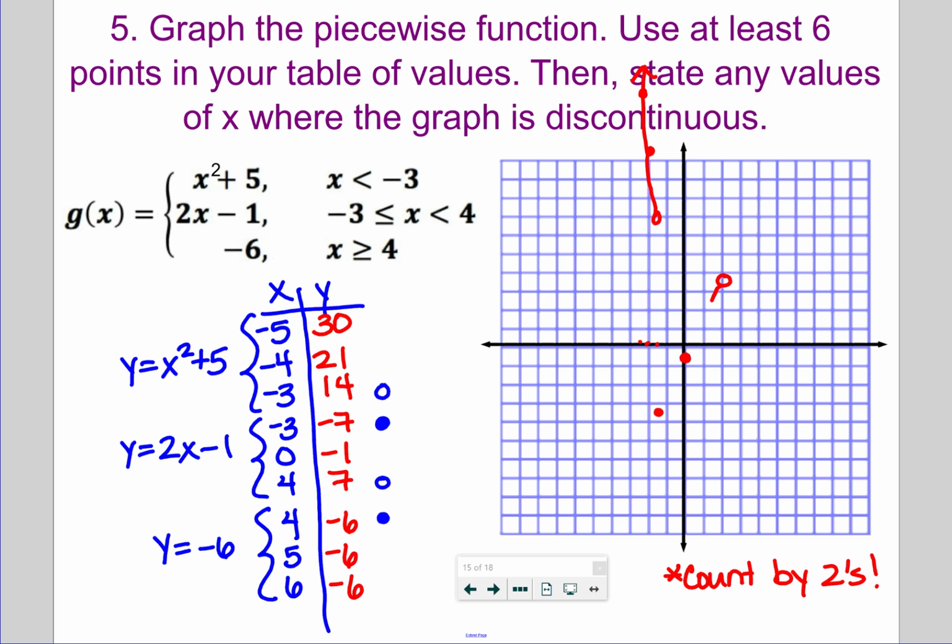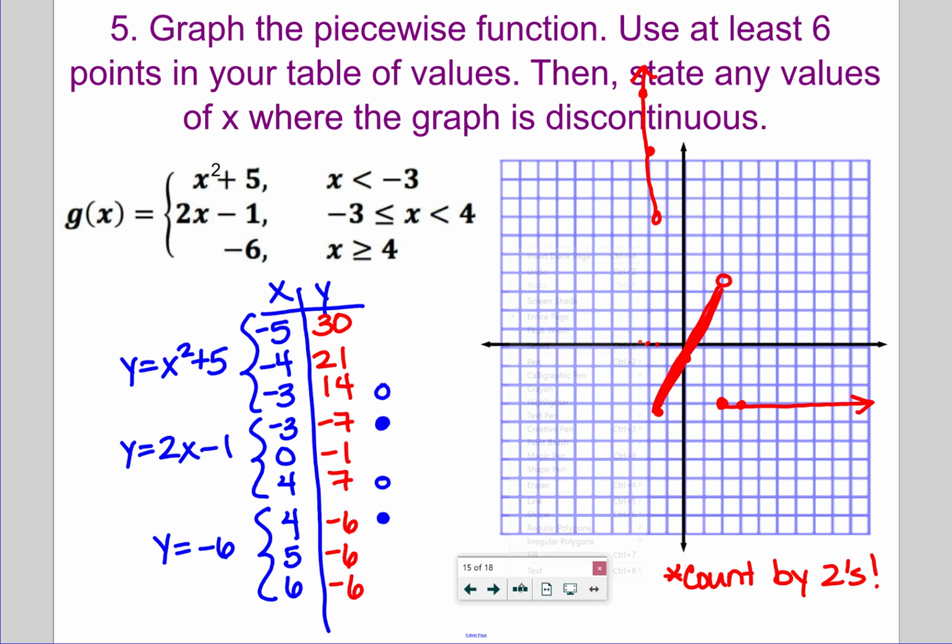y equals mx plus b. Do my best there. Here we go. Okay, and then finally, I have a horizontal line at y equals -6. Starting at 4, I'm at -6. At 5, I'm at -6. At 6, I'm at -6. And that is defined for all values greater, so it's going to go forever to the right.